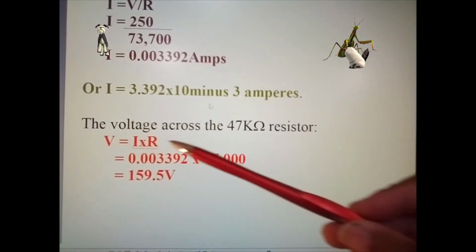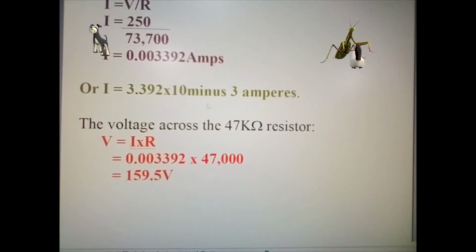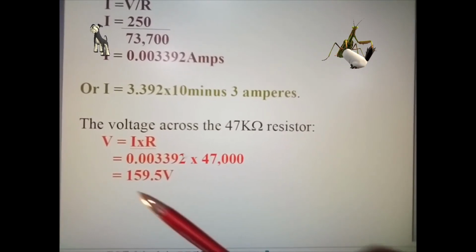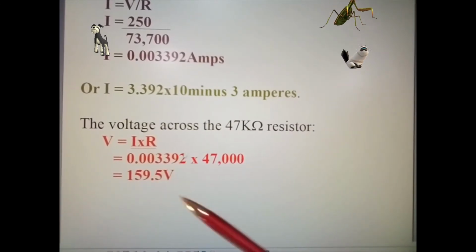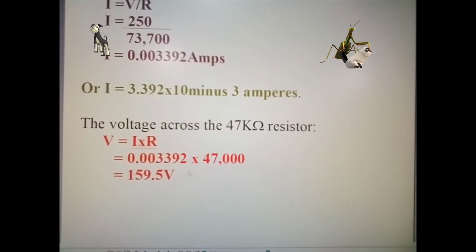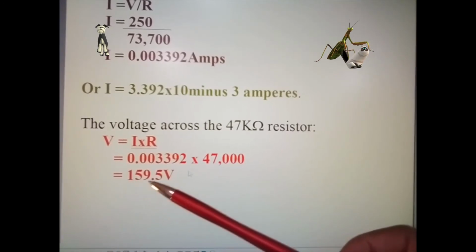Okay, the voltage across the 47 kilo ohms resistor, V equals I times R, okay? Taking the value into account, and that will be it. Or you could put this in as 3.392 times 10 to the minus 3, and you should still get the same result, okay? So you can see here now that we have a voltage of 159.5 volts.